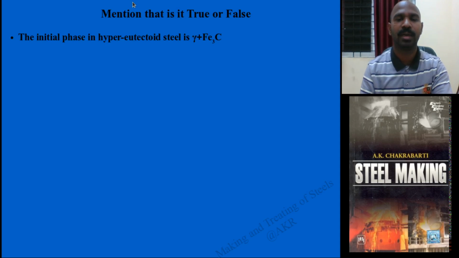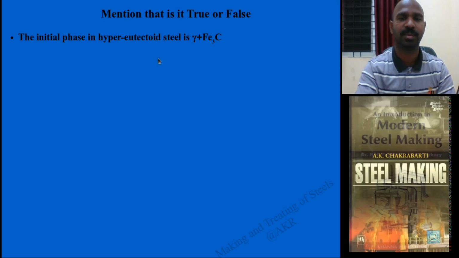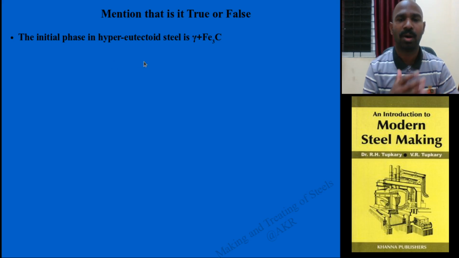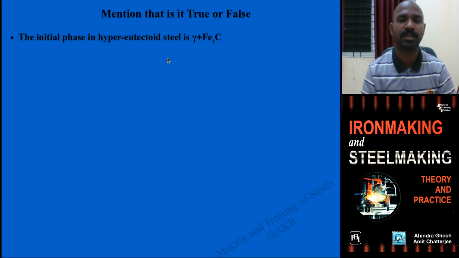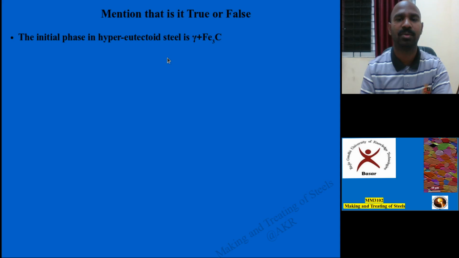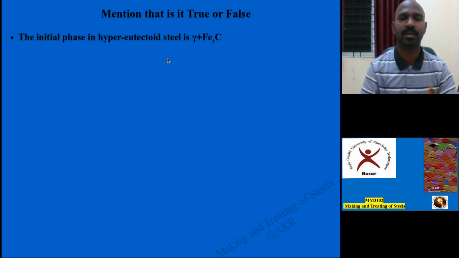Now give your opinion on the concluding remark of this particular point. The initial phase in hypereutectoid steel is austenite plus cementite. When it starts touching the nose of that curve, it is initially austenite plus cementite. When it completely transforms after 1 hour, it may convert into alpha plus cementite, that is pearlite. One needs to note this point. Thank you.